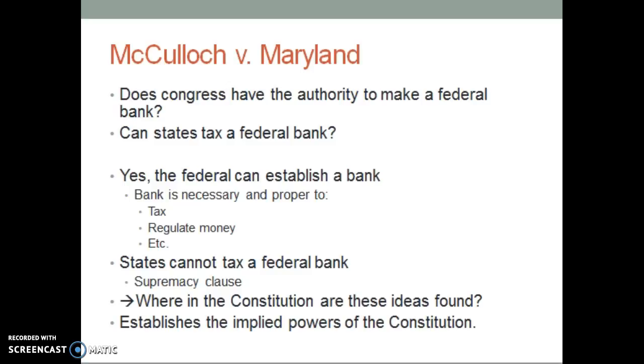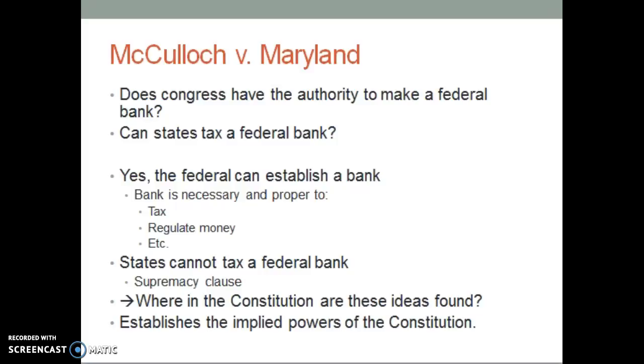There are two questions at hand in McCulloch versus Maryland. First, does Congress have the authority to make a federal bank? And then, can states tax a federal bank if Congress in fact has that authority? The court decides that yes, the federal government can establish a bank. It is necessary and proper for things like taxation, as well as regulating money. Because the federal government has the power to do those things, it would need a bank. It is implied that it would have the ability to make a bank.